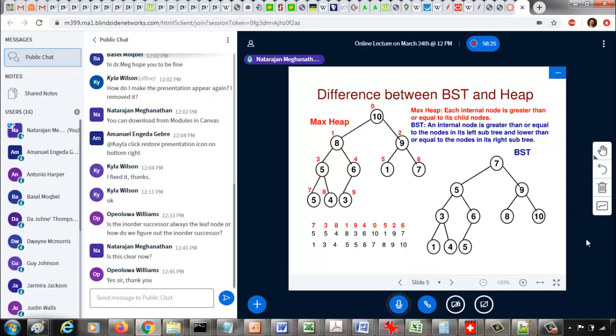You can cross check. Of course, we just built it from the property that if you do an in-order traversal of this binary search tree, you're going to get the data of the nodes in sorted order. So this is how you convert a max heap to a binary search tree. If you're given a min heap, which is also a binary tree, we can do the same process and convert it to a binary search tree.